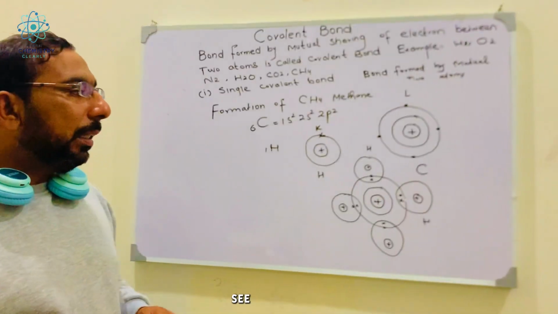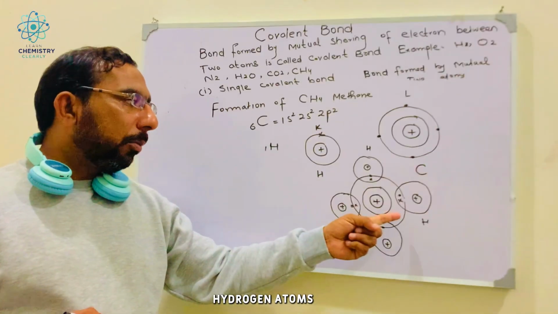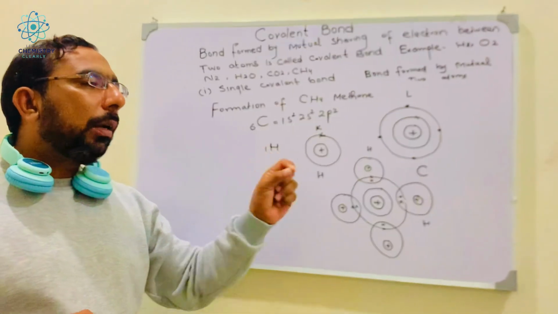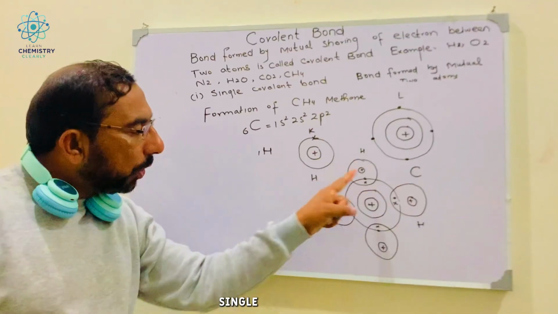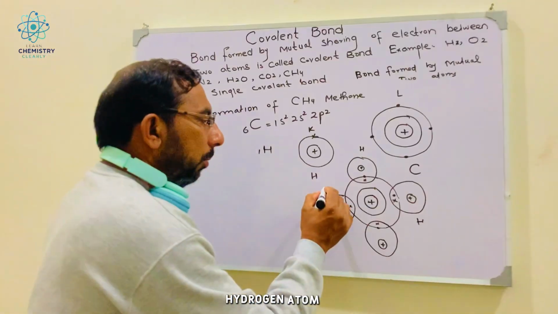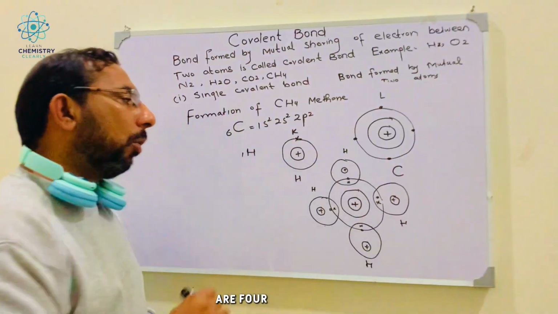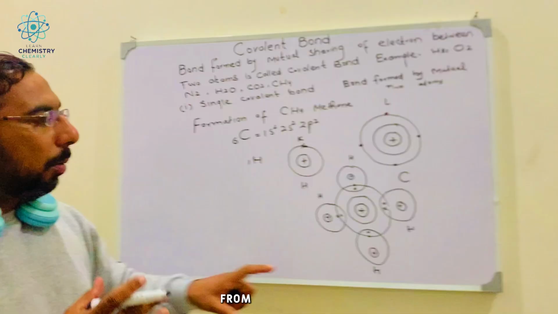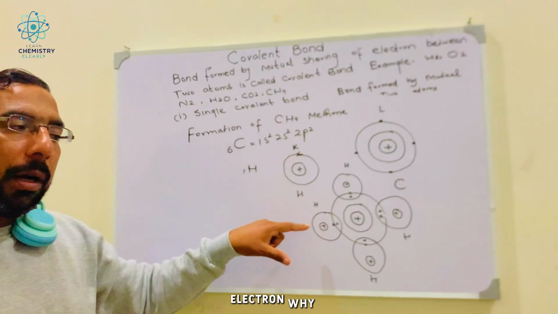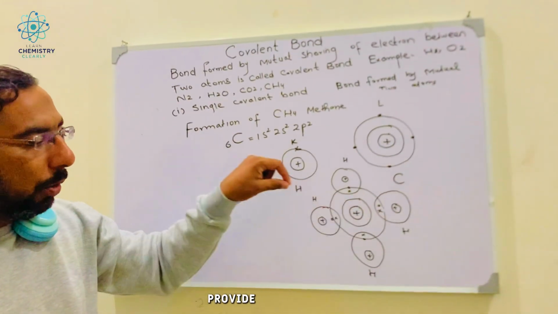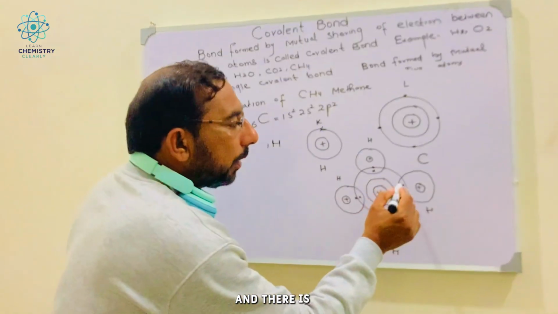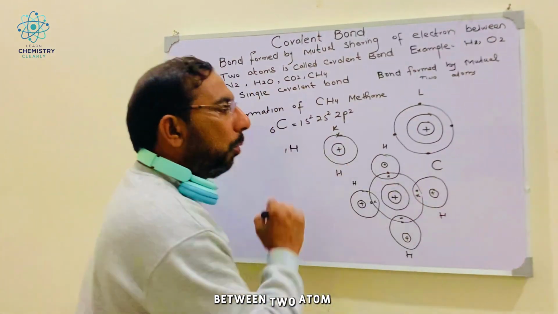Here students, you can see that 4 hydrogen atoms provide one electron each to make 4 single bonds with the carbon atom like this. This is the carbon atom and these are 4 hydrogen atoms. And these form 4 single covalent bonds. Why? Because both atoms provide 1 electron and there is 1 bond pair between 2 atoms.